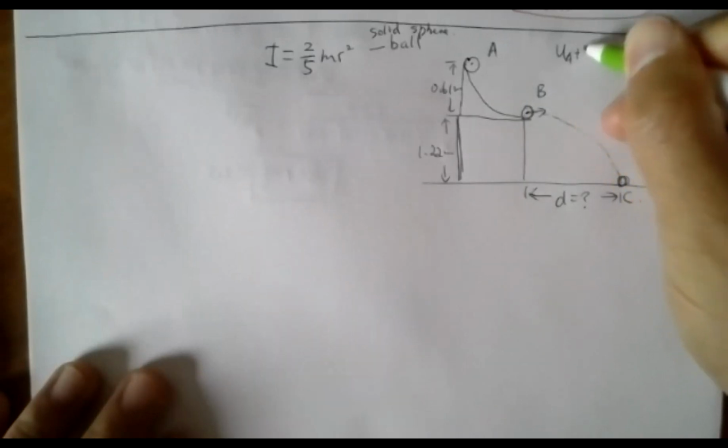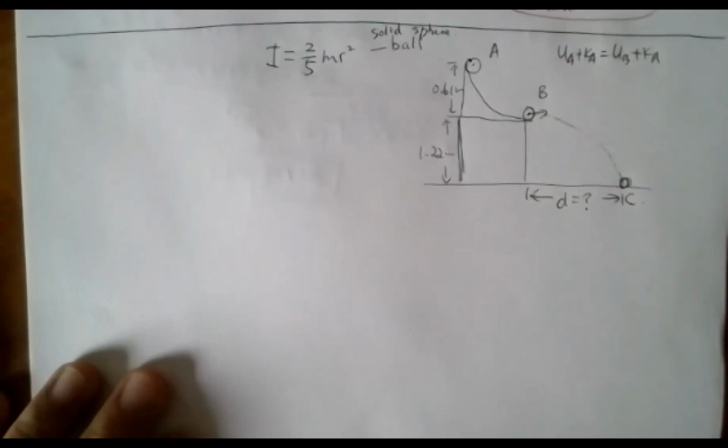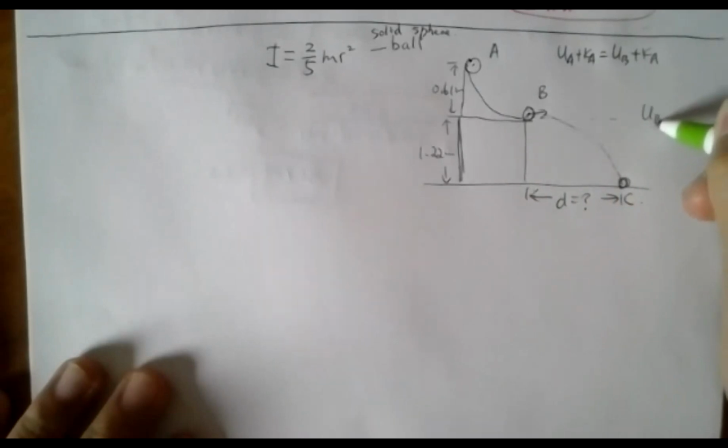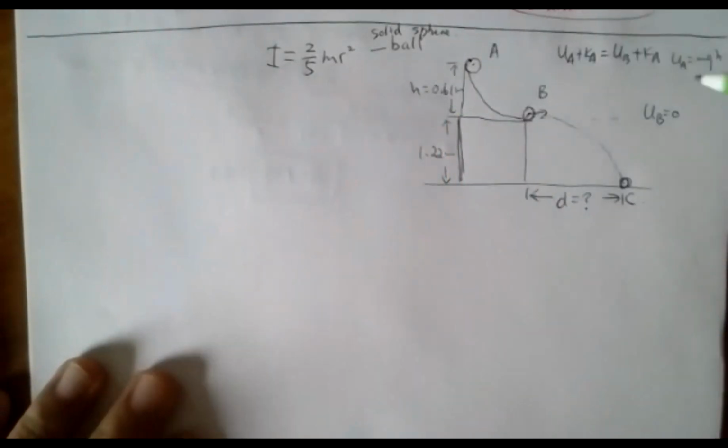Then you are going to do UA plus KA equals UB plus KB. We'll take this as the low point, where UB is going to be 0. So then UA is equal to mgh, this h over here.